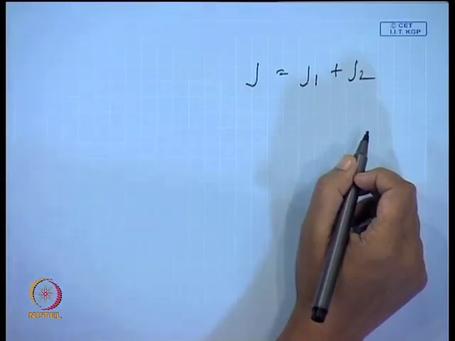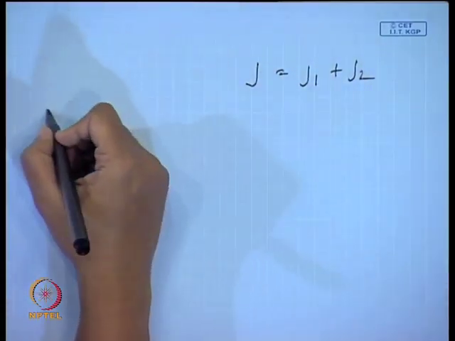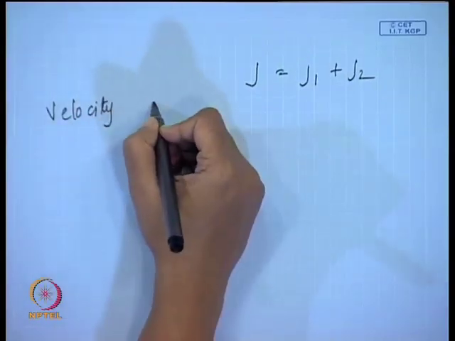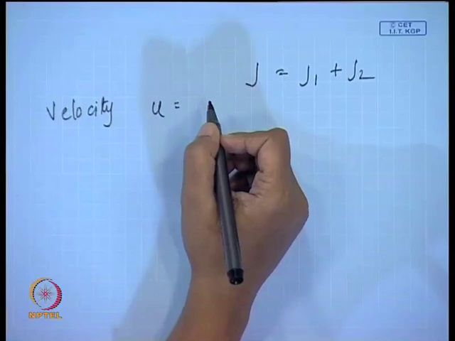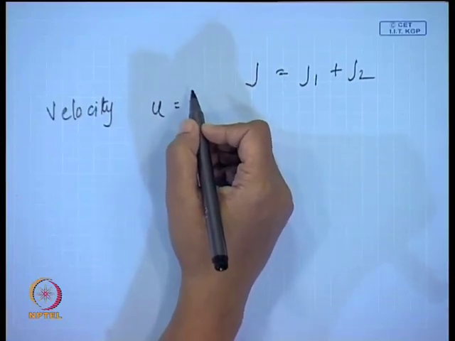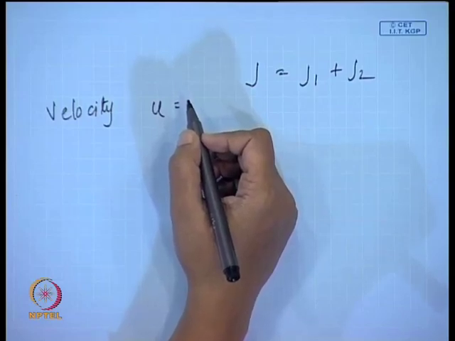Next we come to the velocity. How do you define velocity, you tell me? Velocity u is equal to displacement per unit time, as in mechanics. In fluid, how do you define velocity? What is the velocity of flow?